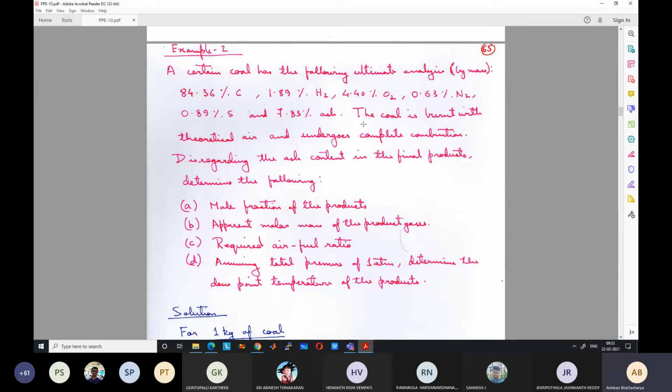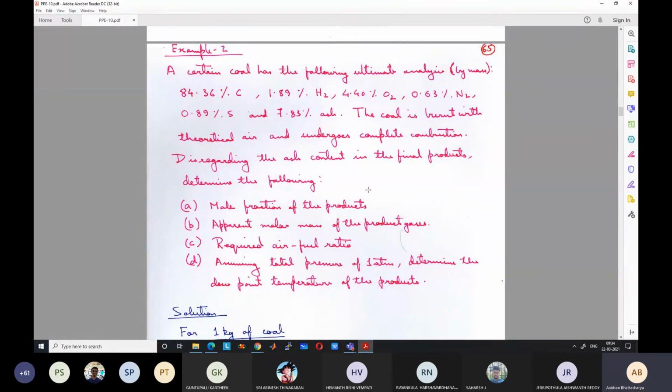And the coal is burnt with theoretical air. Theoretical air means stoichiometric amount of air, the exact amount of air required for combustion. And it undergoes complete combustion. So we are assuming that complete mixing was there and it underwent complete combustion, disregarding the ash content in the final products, because ash does not take part in the combustion at all.